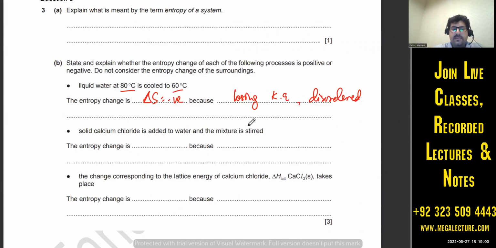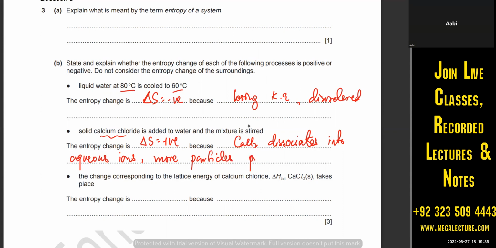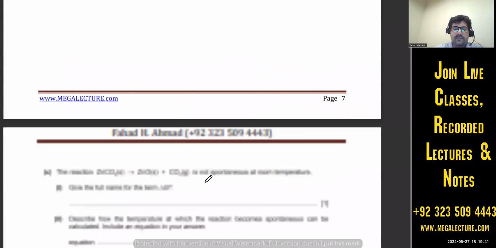Calcium chloride is added to water and the mixture is stirred. So that is dissolving. So it's dissociation of a crystal. So more disorder, right? And why? Because calcium chloride dissociates into aqueous ions and more particles are produced. I'll just check the reasoning for that.